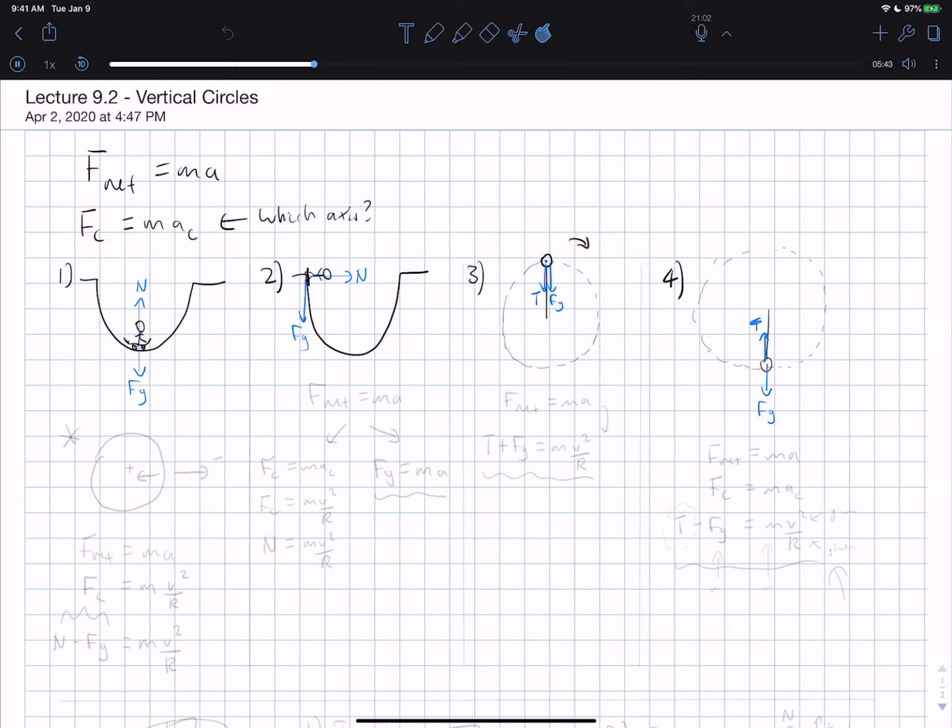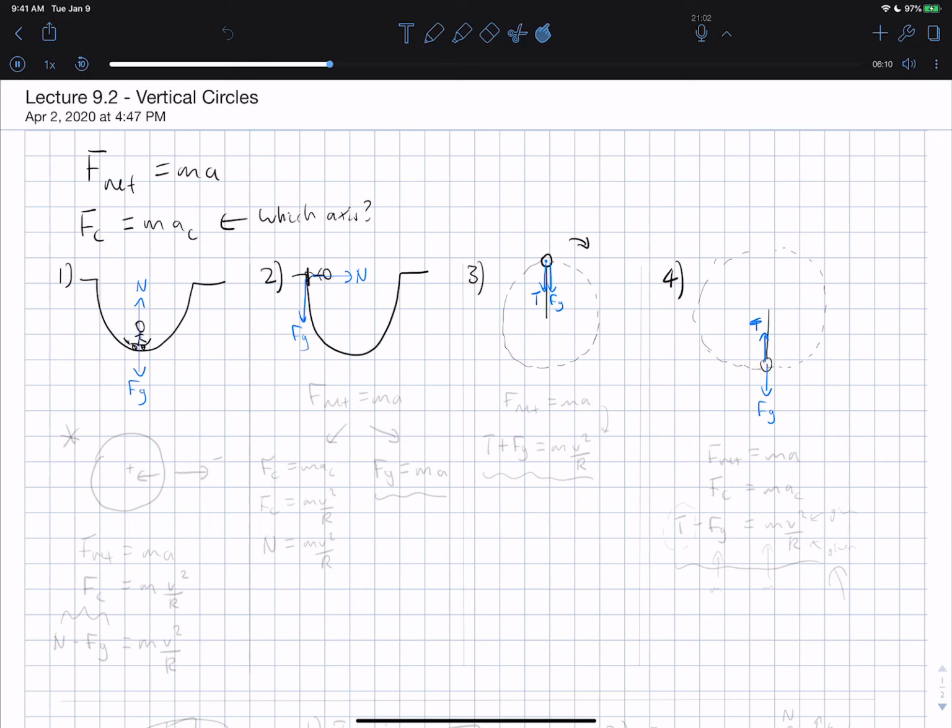Actually, that's not necessarily true. The centripetal axis is the direction of the force that is causing it to go in the circle. So let's look at example 1. The only forces acting on that skateboarder are just the normal force and the force of gravity, and they're both acting in the y direction.